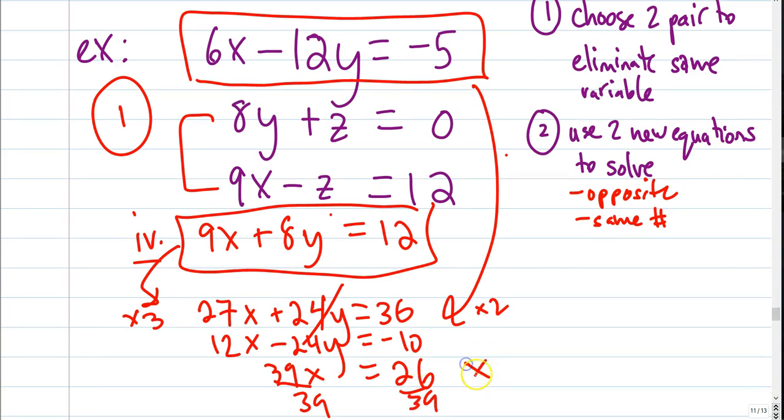That does simplify. They are both divisible by 13 to give me, I think, 2 over 3. But does that mean I messed up somewhere? I must have, right? I ended up with a fraction. We'll double check. Let's see.